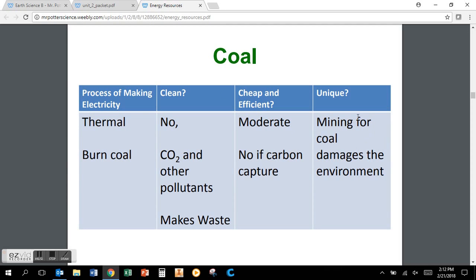The mining process isn't great for the environment, the burning it, and then afterwards we've got ash and other waste that we have to deal with. So when we're done with coal, it's still bad for the environment. So it's moderately cheap, which is its appeal. But in terms of the environment, it's not a great one.